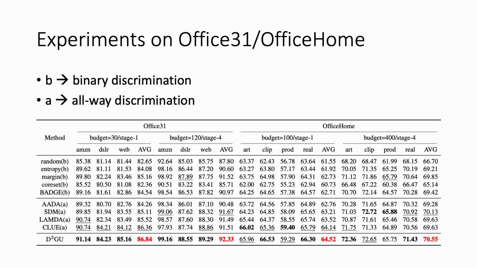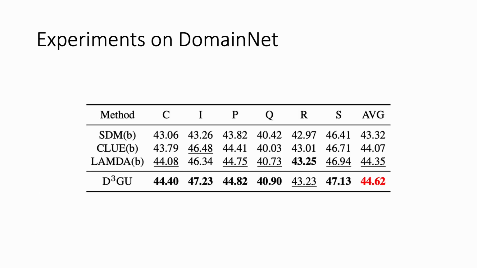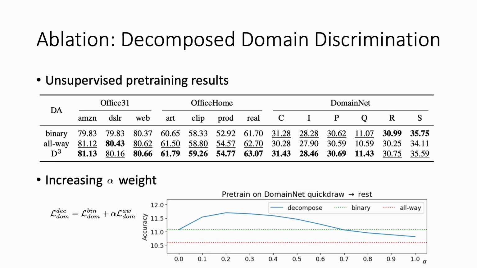We conduct experiments with 4 active learning stages and an equal budget in each stage. On Office-31 and OfficeHome, our proposed D3GU model achieves state-of-the-art average performance in both the first stage and the last stage. We also conduct experiments on the large-scale DomainNet, where our model still achieves the best average performance.